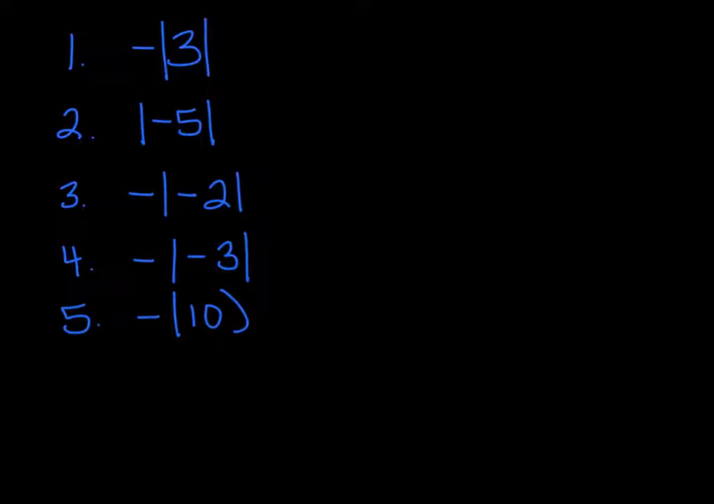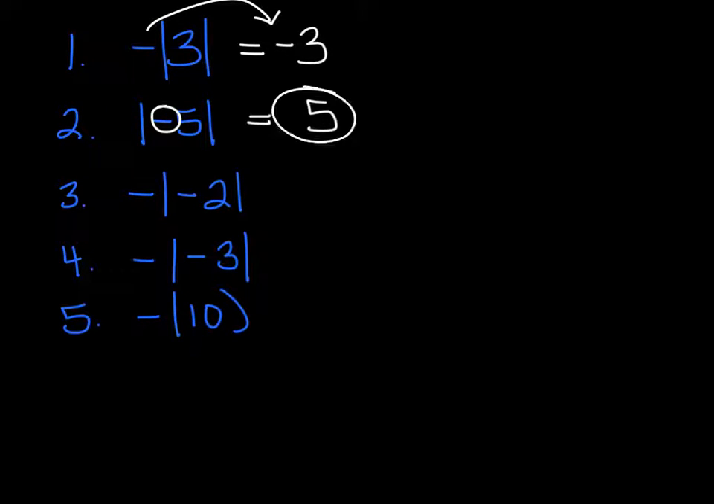If you want to try some of these examples, pause the video, do them on your own, and then continue playing for the answers. Okay, so our first one is the absolute value of a positive 3 is 3, and then we throw our negative in to make it a negative 3 as our answer. The second one, the absolute value of a negative 5, remember, it's always positive because the negative is inside here, and there's no negative outside here, so we're going to leave our answer positive.